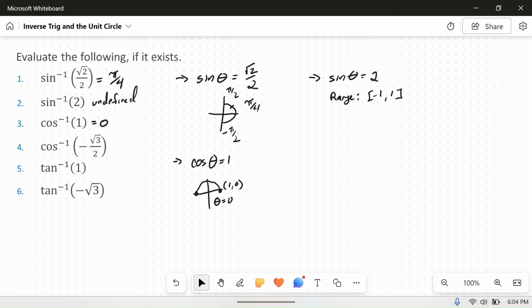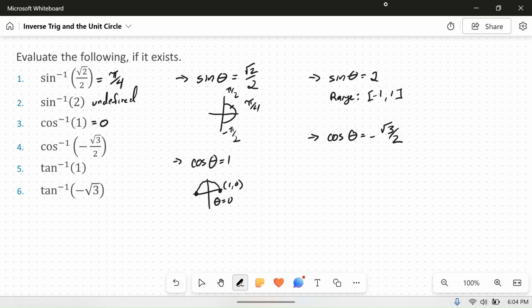All right, the next one, number 4, inverse cosine of negative square root of 3 over 2. So I could rewrite the inverse cosine of negative square root of 3 over 2 as just cosine of theta is equal to negative square root of 3 over 2. Since it's a negative value, I know it has to be a number in the second or the third quadrants.